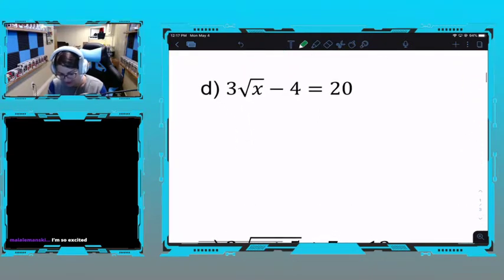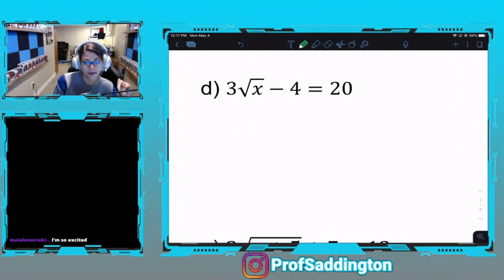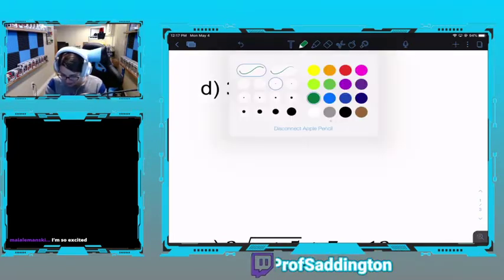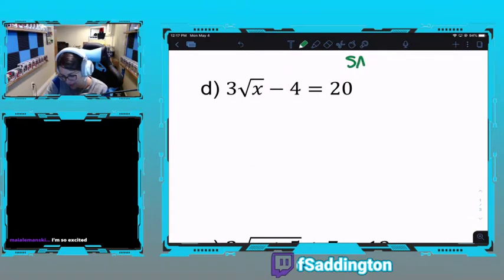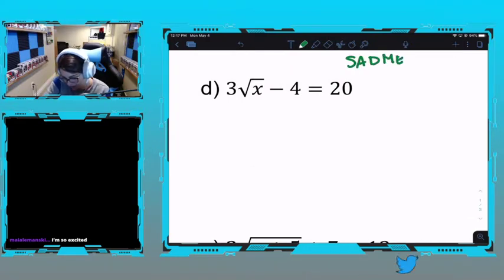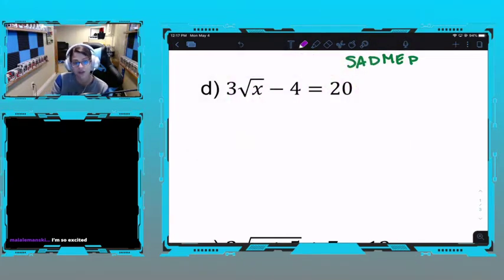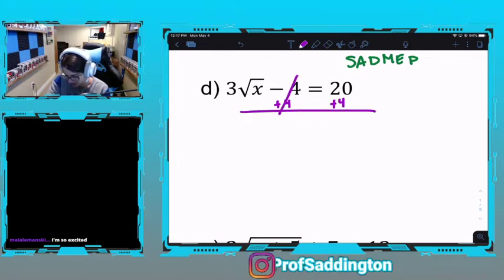So example D, I'm not just going to undo that square root right away. I still have to follow backwards PEMDAS or SADMEP. I don't know if you remember me talking about SADMEP when we were solving equations before. But I have to see if there's any piece that I could add or subtract over first, which there is. I'm going to move that 4 over first. I'm going to add 4 to each side.